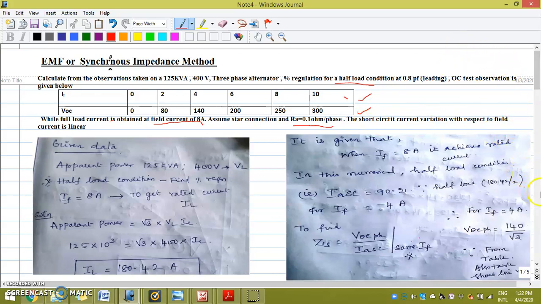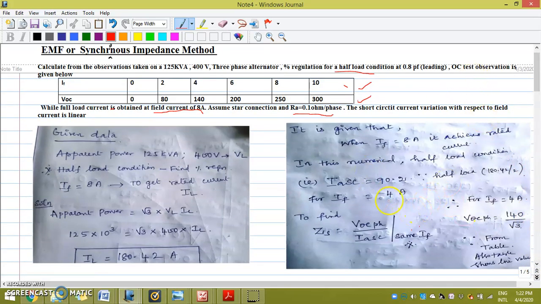The objective of this is, you need to go about solving this numerical keeping this formula in mind. The synchronous impedance ZS is equal to VOC per phase divided by IAC for the same IF. Very, very important. This is for the same field current, the ratio of VOC per phase and IAC. Right. Let us see what the given data are.